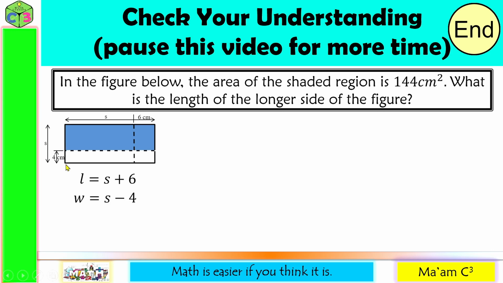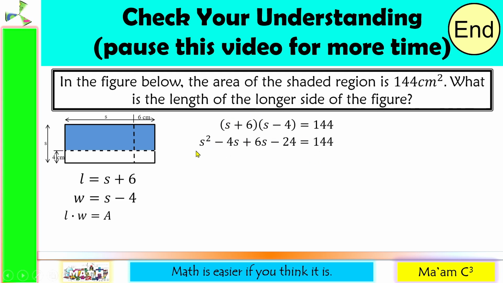We also know that the area of a rectangle is length times width. So we are going to use this and the given area, which is 144. I'm going to substitute S plus 6 for the length and S minus 4 for W. And that is equal to 144. Let us use the FOIL method on this one. S times S is S squared. S times negative 4 is negative 4S. 6 times S is 6S. 6 times negative 4 is negative 24.